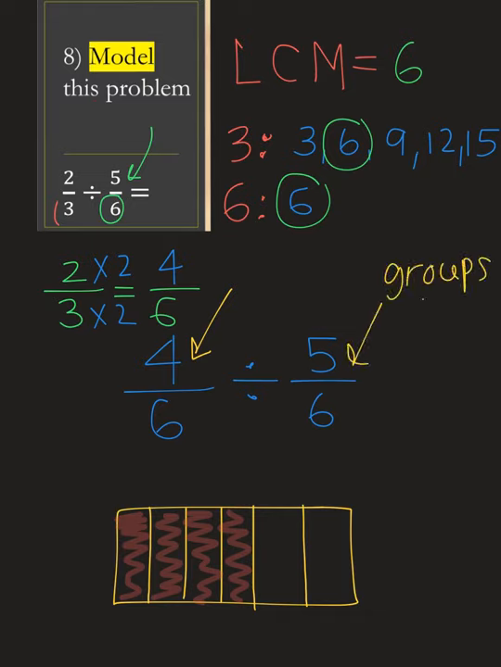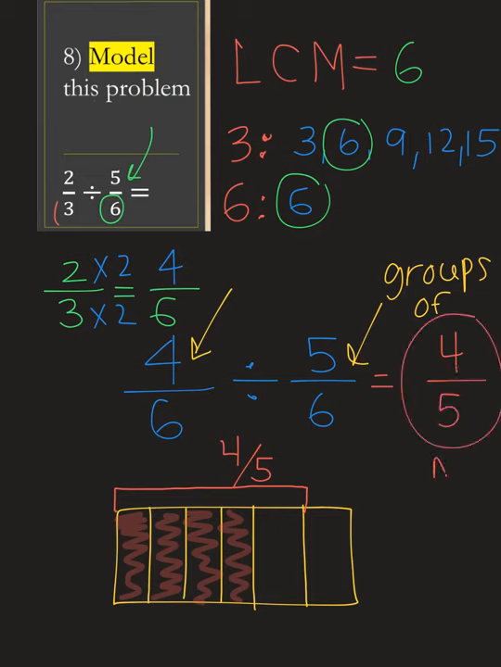So in this problem, we're looking for groups of 5. So if I go down to my problem, there's 1, 2, 3, 4, 5. Well, looking at that group, only 4 out of my 5 boxes are shaded in, which tells me my final answer for 2/3 divided by 5/6 is going to be 4/5. Final answer.